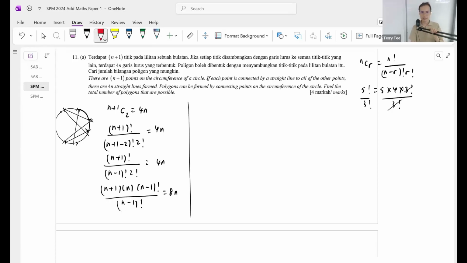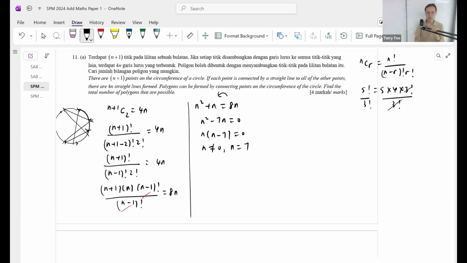The reason I do this is because I want to cancel this too, (n plus 1) factorial with (n plus 1) factorial, right? And we can expand this. This is n squared plus n equals 8n. Bring your 8n to the left-hand side, you get n squared minus 7n. We can factorize this, and you have two answers for n, either 0 or 7.